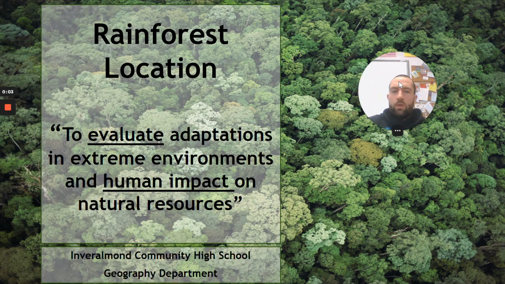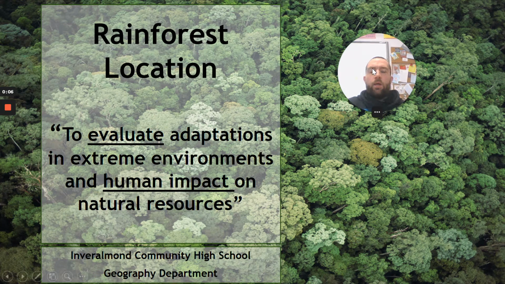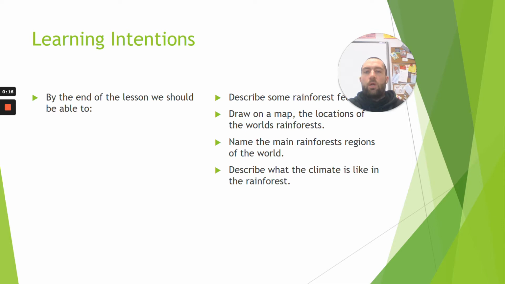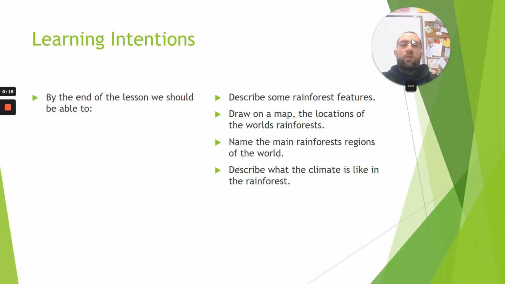So in this lesson we are going to look at the location of the rainforest and how the location impacts the climate and the climate impacts the location. So we're going to look at some rainforest features. We're basically going to find them on a map, locate them and be able to draw them on a map, and then we're going to look at naming the key rainforest regions of the world.